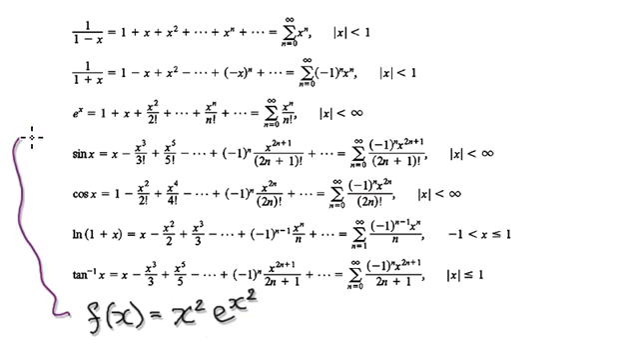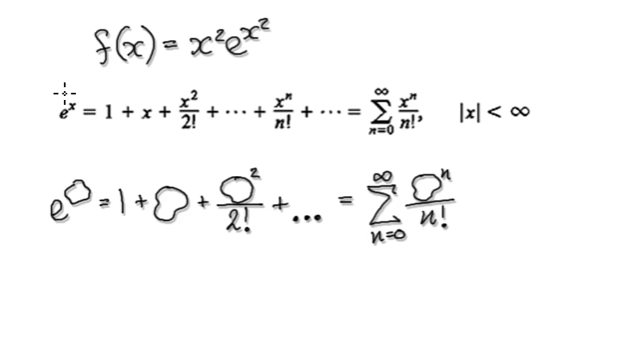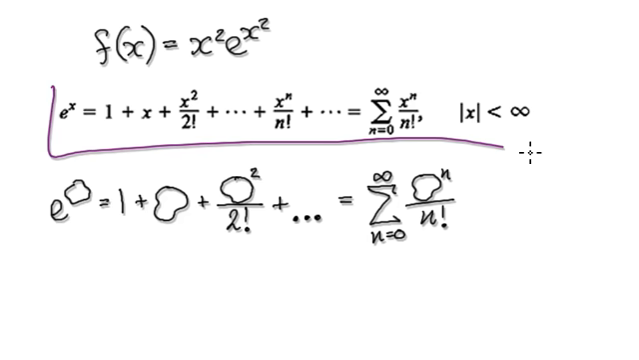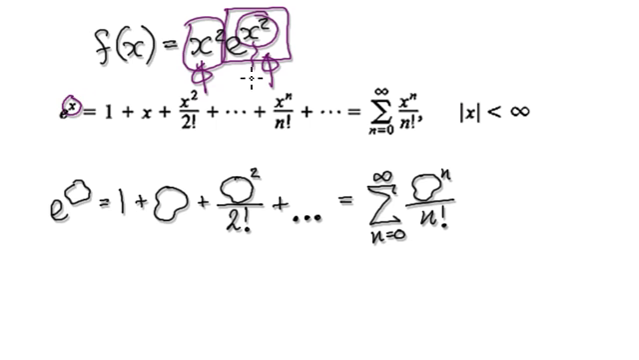Okay, so to do this, we should be making use of this. If you look at this, this is e to the power of x. But if you look at our function, let's just concentrate on this block. Here you've got e to the power of x squared. So what that means is you've got to put x squared into here.